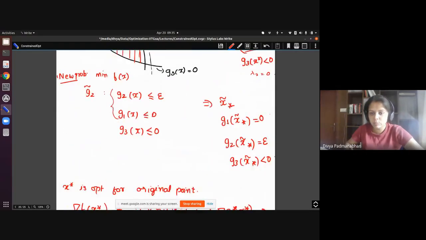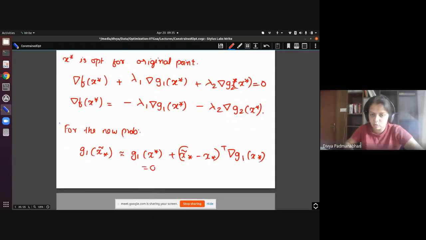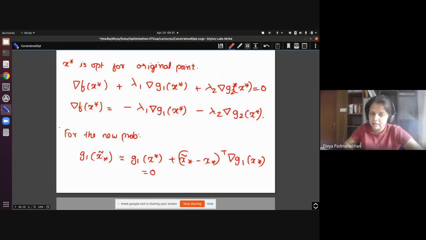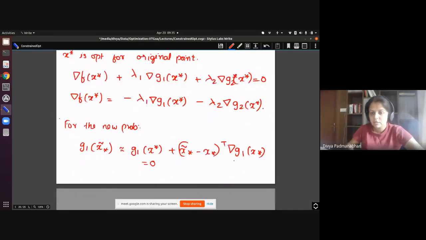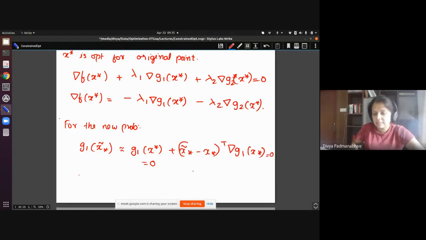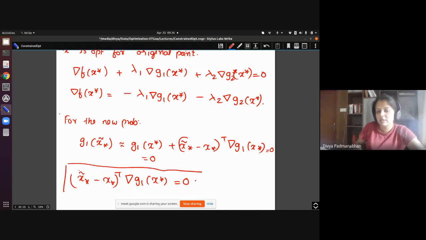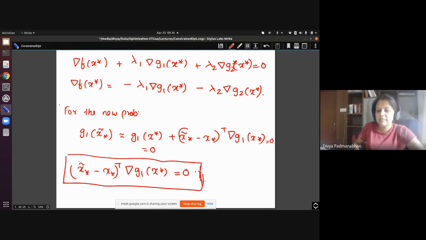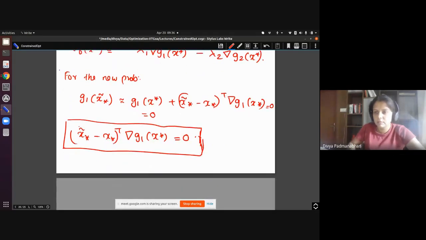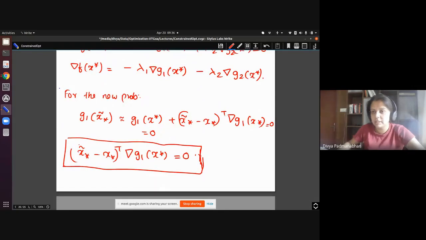Now g1 is an active constraint at x star, so this one is 0, and at x tilde star also g1 is active, so this whole thing is equal to 0. So the second term also has to be 0. What you get is (x tilde star minus x star) transpose gradient g1(x star) is equal to 0. So this is one thing I have. Now if I do the same thing for g2, g2 is the one that got changed.